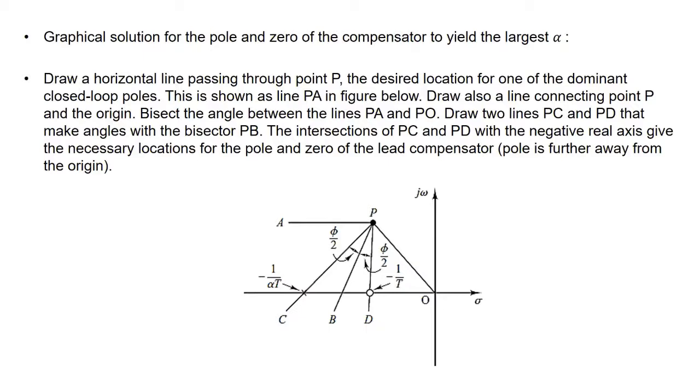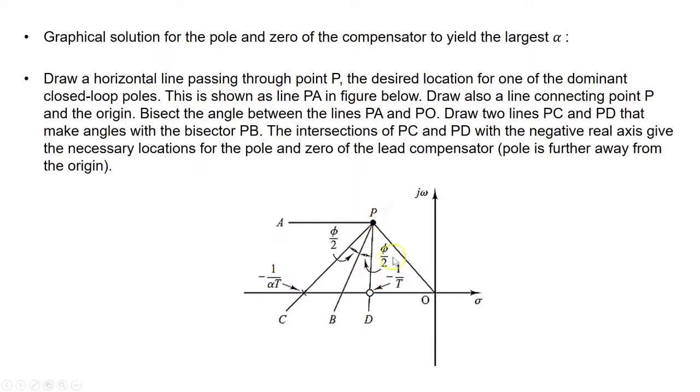So what you do is, here point P in this picture is the new location of the pole, which, if you remember, was negative 1.5 plus 2.589 times i. This is one of them. And so if we call that point P and origin O, what we do here, and the instruction is written here, we draw a horizontal line passing through P to the left, and we call this line PA.